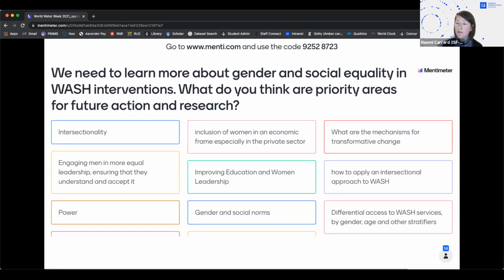What are the mechanisms for transformative change? Talking about inclusion of women in an economic frame, and particularly private sector participation. Also differential access to WASH services by gender, age, and other stratifiers. So speaking there to the importance of disaggregated data across a range of different characteristics of people.